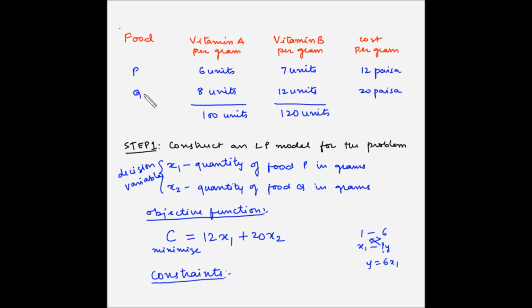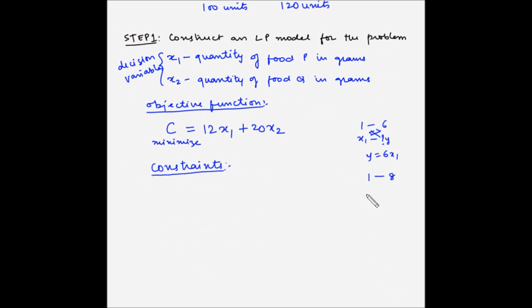Similarly, 1 gram of food Q contains 8 units of vitamin A. So x2 grams of food Q will contain how many? So 1 gram contains 8 units, so x2 will contain how many? Let's say this is y1. Cross multiplication. y1 is equal to 8x2.